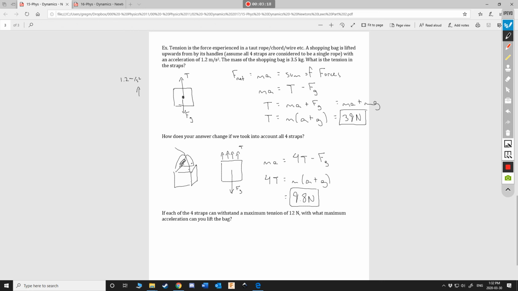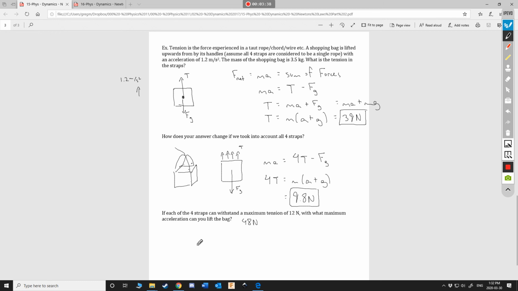Next one says, if each of the 4 straps can withstand a maximum tension of 12 newtons, with what maximum acceleration can the bag be lifted? So it's just like the first part of that question, but in the opposite direction. If each one can do 12 newtons, the overall upward force is going to be 4 times that number, so 48 newtons.